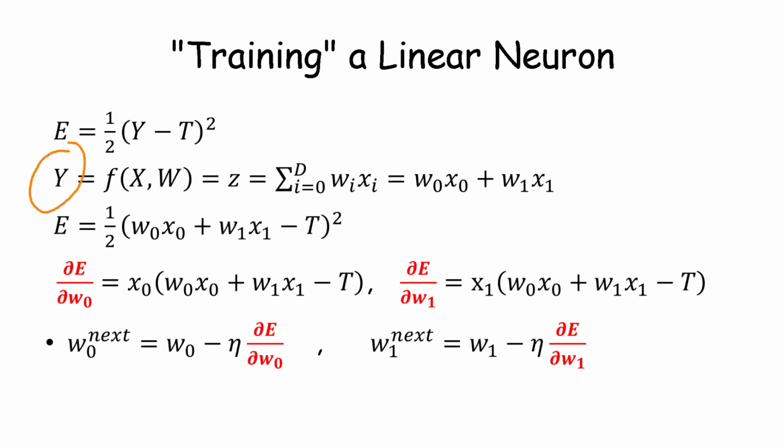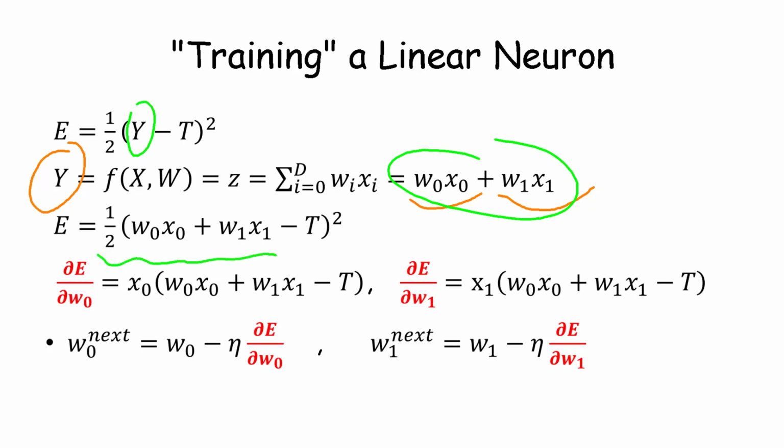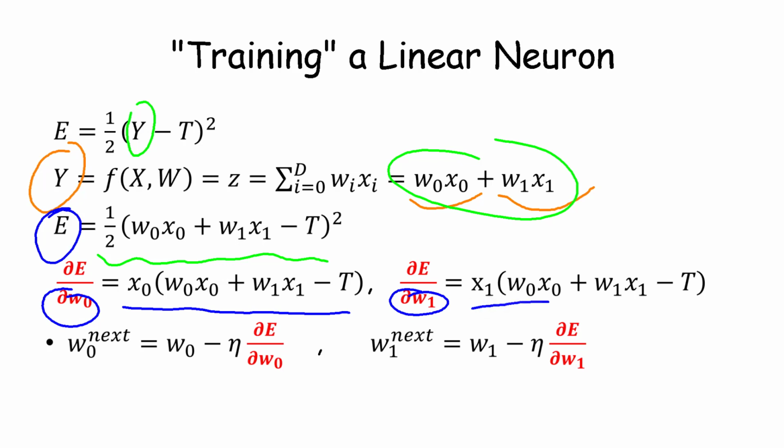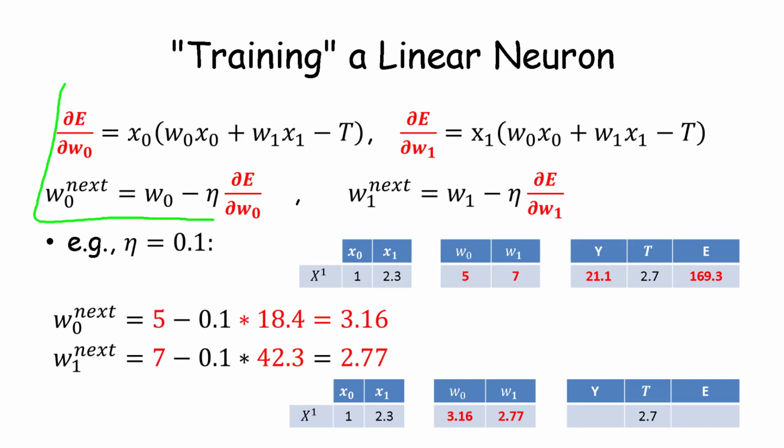The output y of the linear neuron is equal to W0 times x0 plus W1 times x1. When we plug that into the error formula, we get this. We can then obtain the derivative of the error with respect to W0 and get this. And also with respect to W1 to get this formula. We would then plug each of these into the gradient descent formula to calculate the change we need to make to each weight. We have identified everything we need to update the weights.